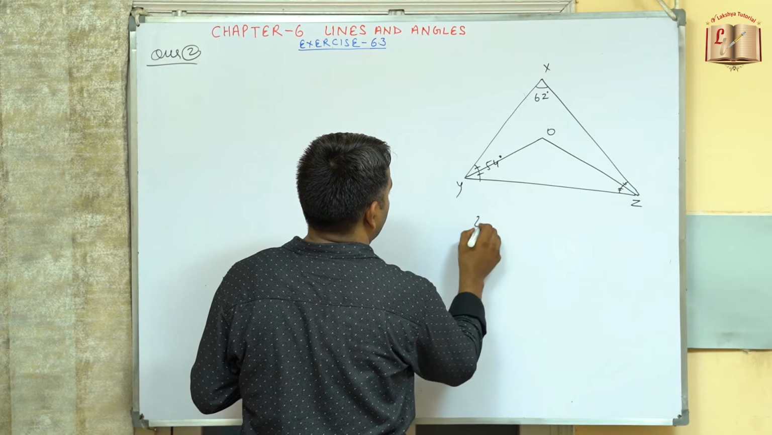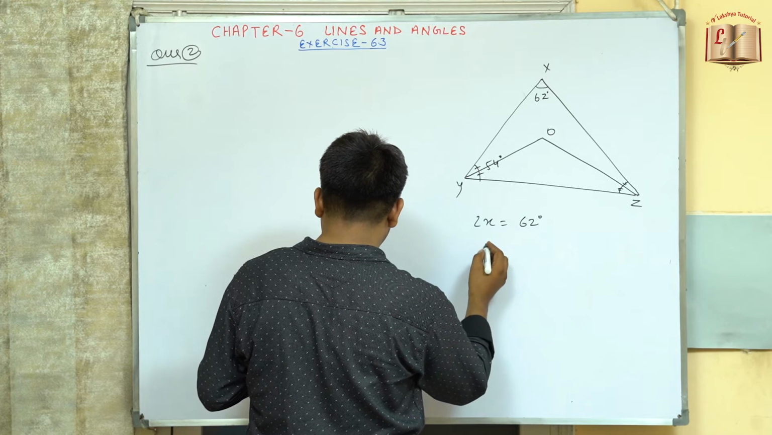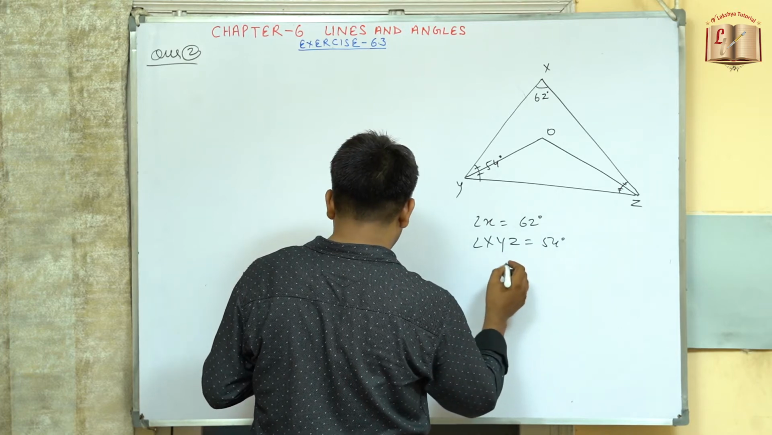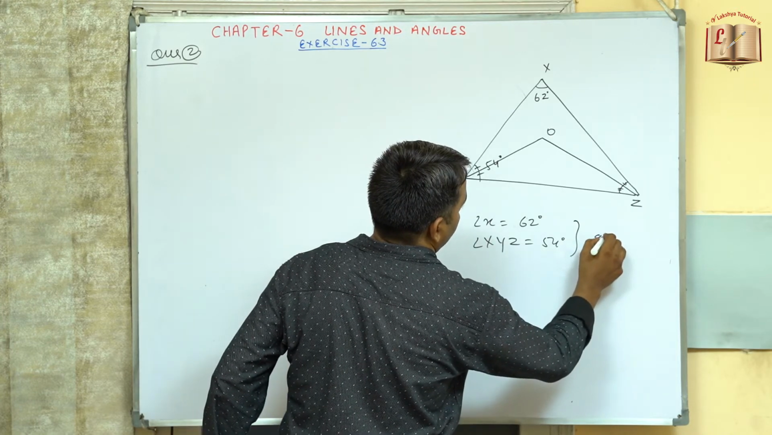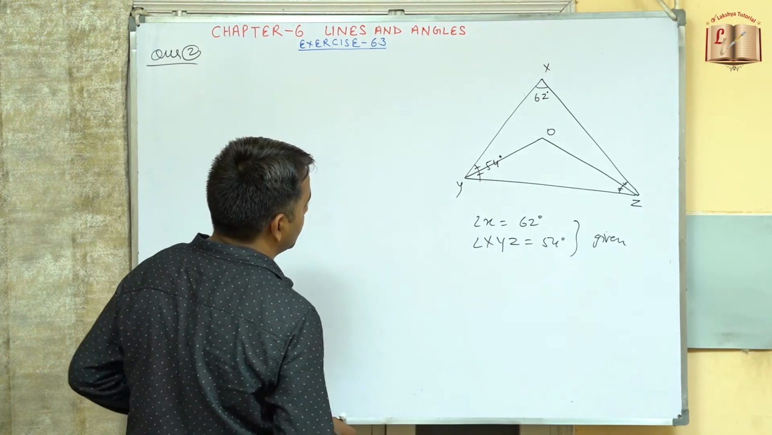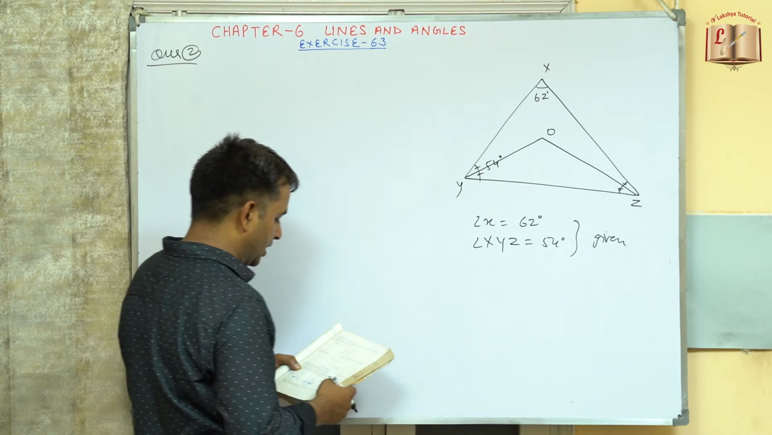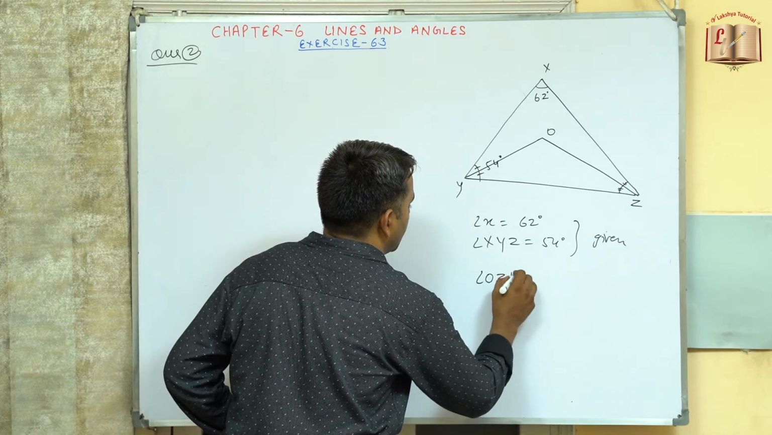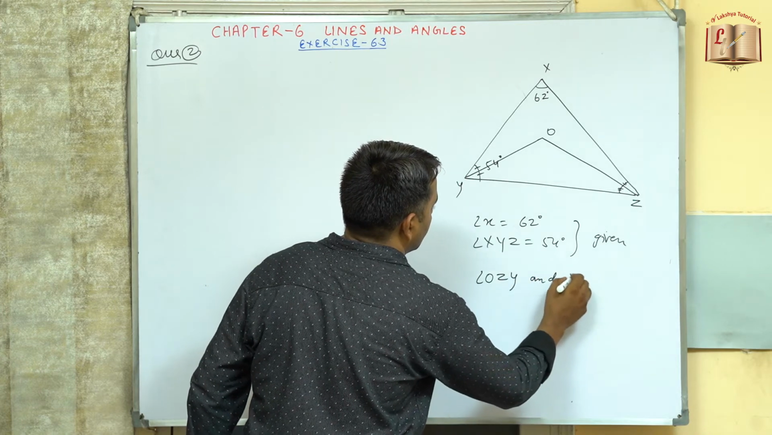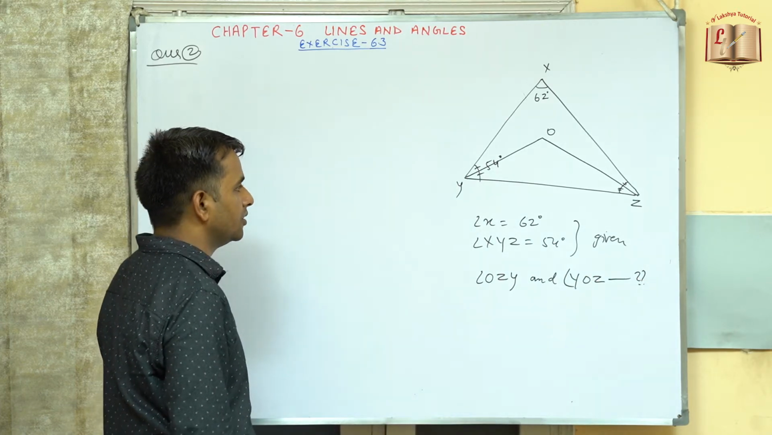So we can write angle X is equal to 62 degrees, this is already given to us, and angle XYZ is equal to 54 degrees. These two values are given to us, and YO and ZO are the angle bisectors. Now we need to find out angle OZY and angle YOZ. So these two angles we need to find out.